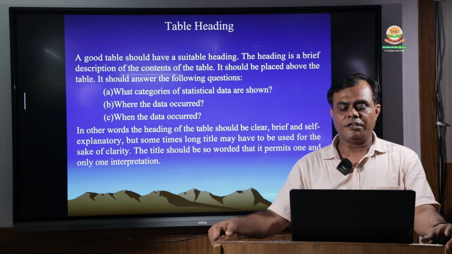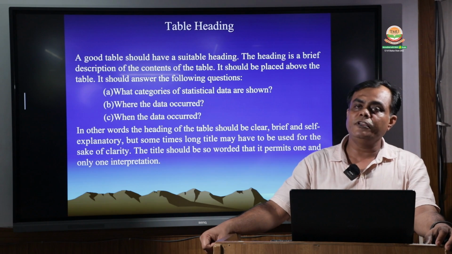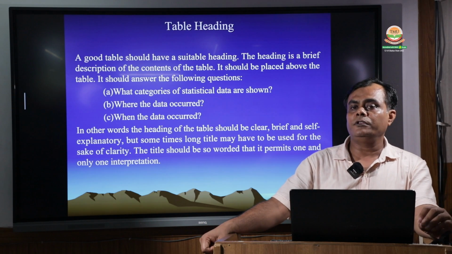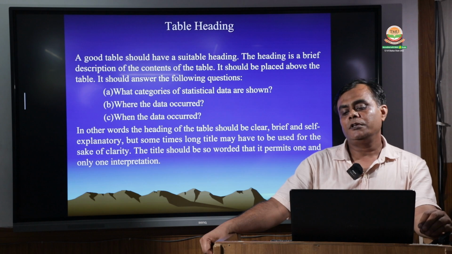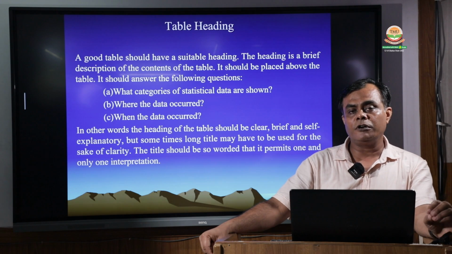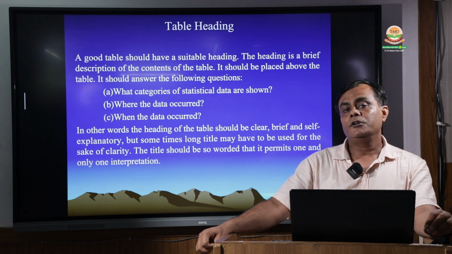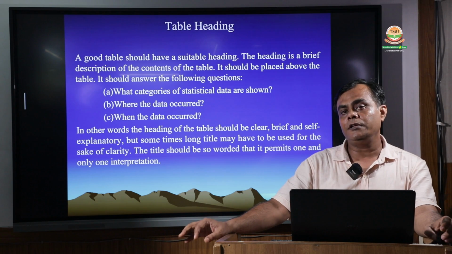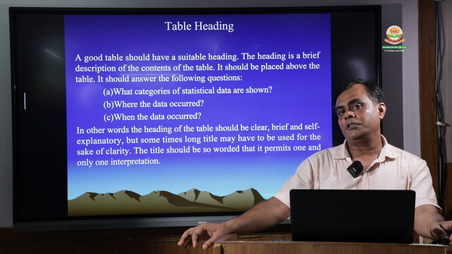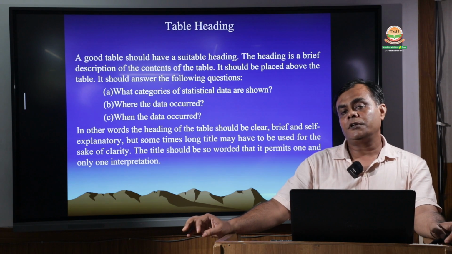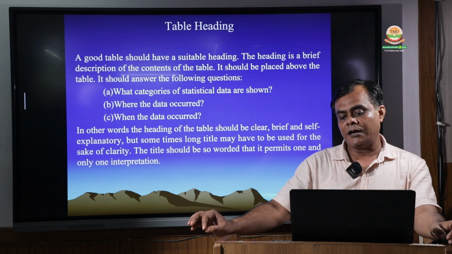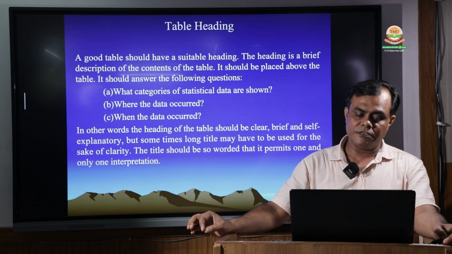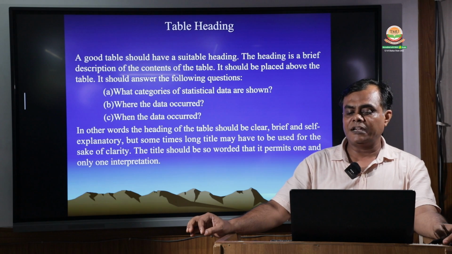In other words, the heading of the table should be clear, brief and self-explanatory. Whichever reader reads that table, the heading should be meaningful and easy for them to understand. So simply we put a clear, brief and self-explanatory heading on any table, but sometimes a long title may have to be used for the sake of clarity.